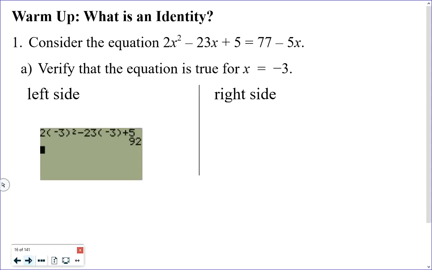I don't care. I think the math here is junior high-ish, isn't it? I just enter it with brackets. And if I put negative 3 into the other side, I get 92. So we have verified that this equation is true for that particular value of x. Capiche? Okay.